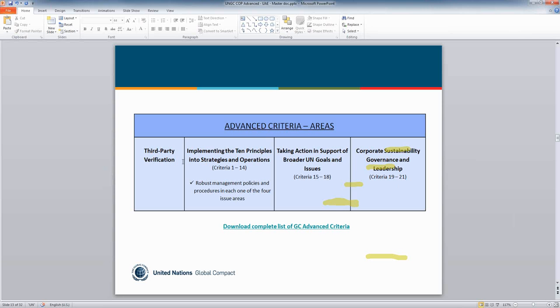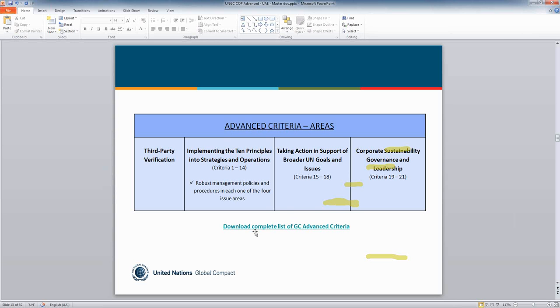The criteria are divided in 4 main areas. The first one is third-party verification. The second one is implementing the 10 principles. The third one is supporting broader UN goals and issues. And the last one is governance. So these are the 4 main pillars on which the criteria rest.